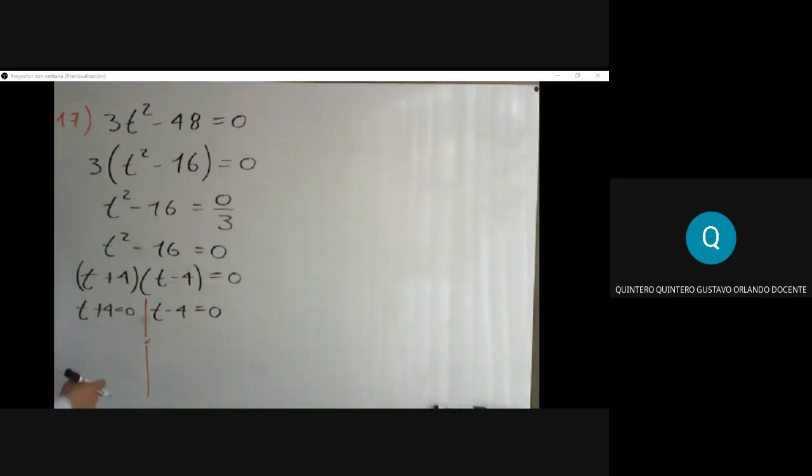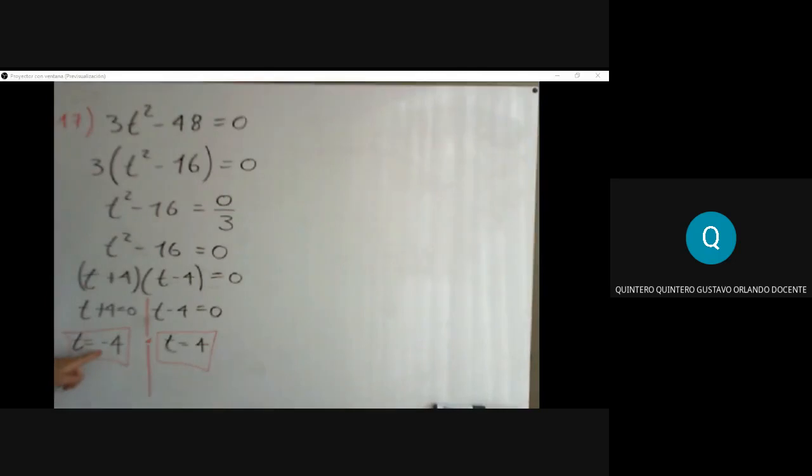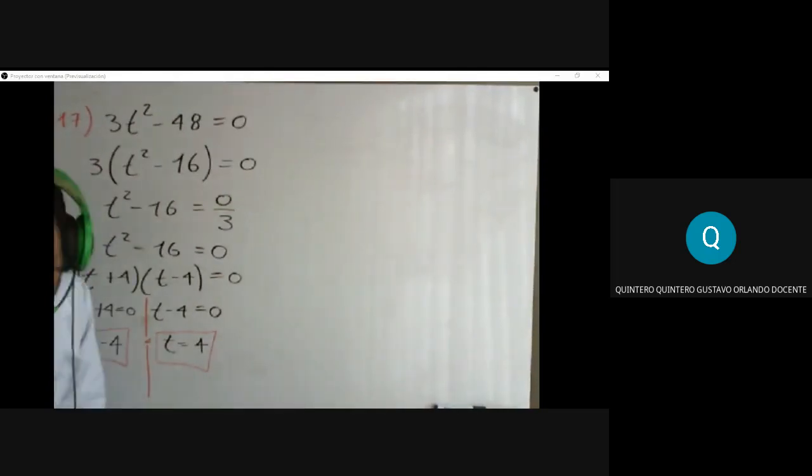From here, isolate each variable. So t is going to be equal to negative 4, because the 4 was positive, you're going to pass it to subtract. We have one solution. And the second value: the 4 is negative, so you're going to pass it to add. t equals 4. There we go. It's a quadratic equation, so you are most likely going to have two solutions. One is -4, the other is +4.